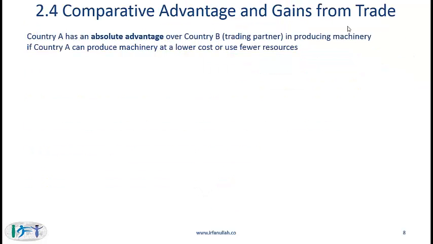Comparative advantage and gains from trade, another very testable item. We need to understand here the distinction between what's called absolute advantage and comparative advantage. Country A has an absolute advantage over country B, which is a trading partner, in producing machinery if country A can produce machinery at a lower cost or use fewer resources.